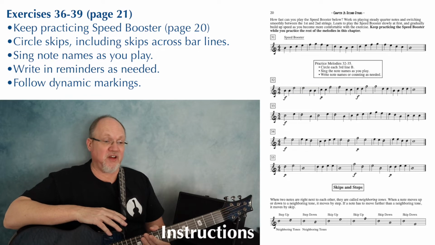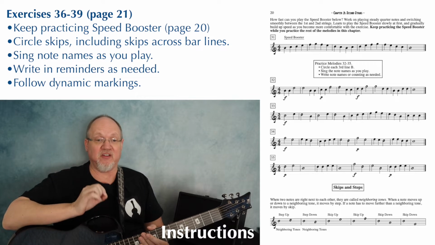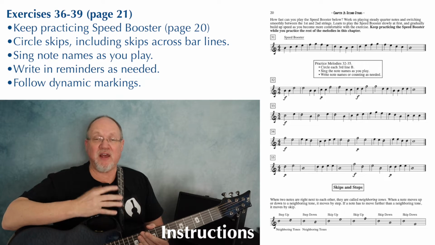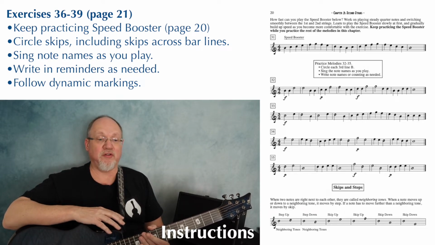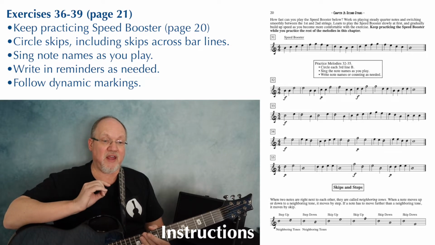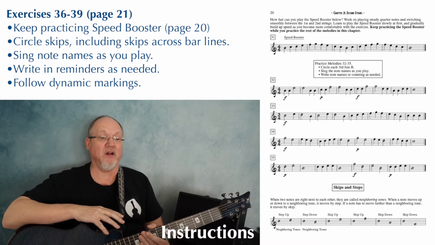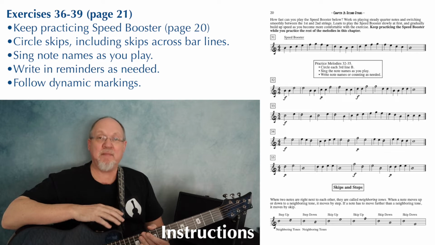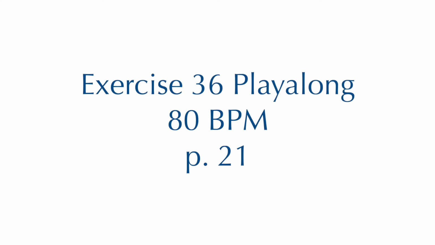Now we're looking at exercises 36 through 39 on page 21. Before you look at those, I do want to remind you to keep practicing the speed booster from page 20. Use that to build speed and maybe use that as a warm-up. Anyway, what I'd like you to do for melodies 36 through 39 is circle any skips that you see, and watch out because notes can skip across bar lines as well. And then sing the note names as you play, and then write in any note names or counting as needed. And of course, watch out for dynamic markings.